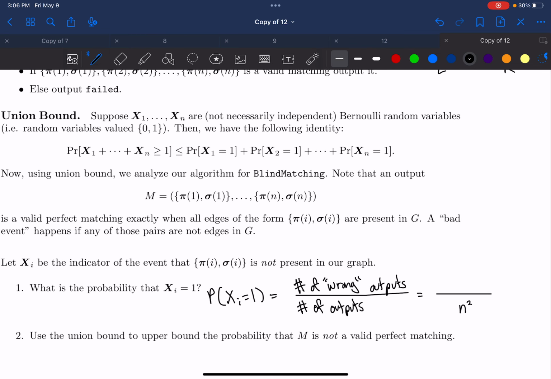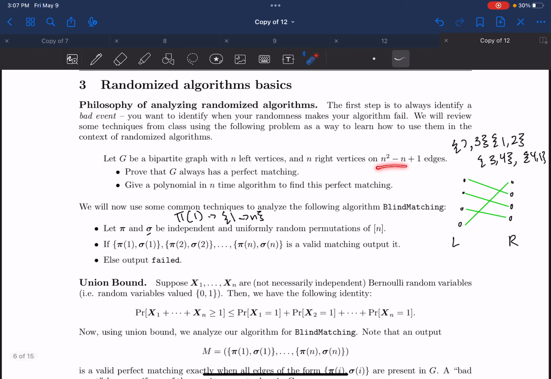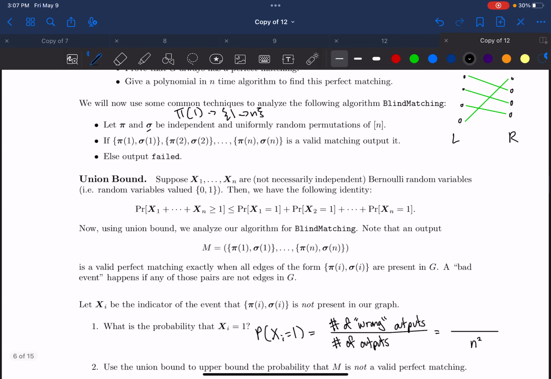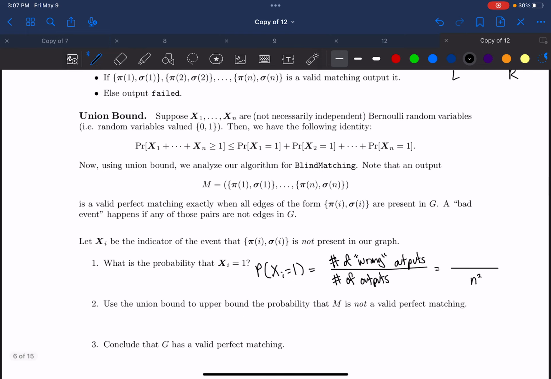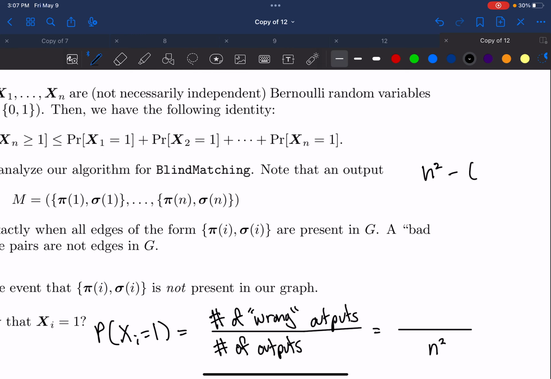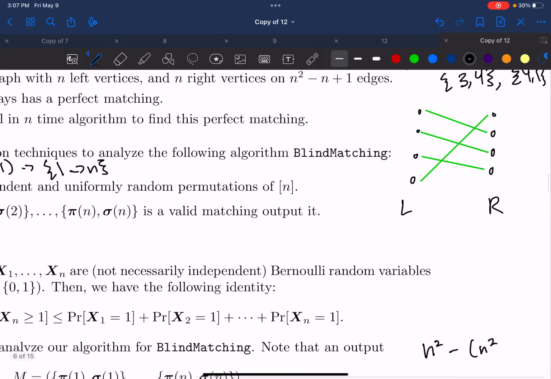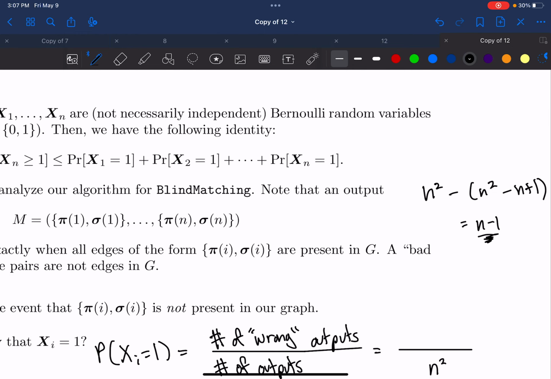In order to get the number of wrong outputs, we actually have to look back to our definition of our graph G, and we're told that it has n squared minus n plus 1 edges. So remember then, using our same logic, that if this graph G was like a complete bipartite graph, it would have n squared edges, which effectively means then this graph is missing this many edges. Right, because this is the amount of edges that are in the graph, this is the amount of edges that are in a full graph. So if I subtract these two and I get n minus 1, this is the number of edges that are not present in our graph, right?